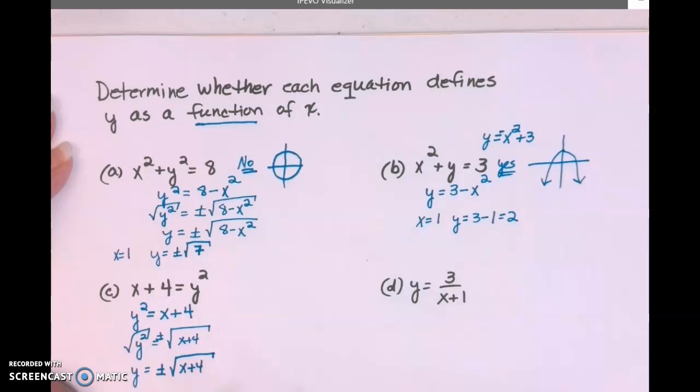And actually, if you look at a graph of this, it looks similar to a parabola, except it's sideways. And we know that would not pass the vertical line test.